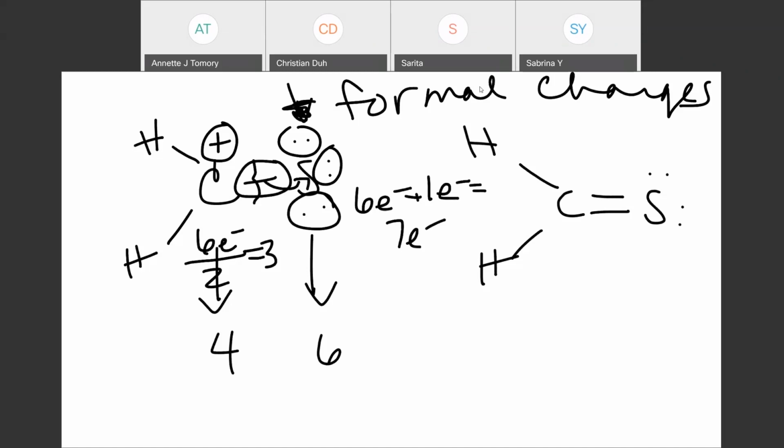Difficult concept. So if you don't follow it, I understand why you're confused. So does sulfur have more electrons than it brought in or less electrons than it brought in? Brought in 6, it now has 7. So more. It has an extra electron, so it has a minus charge. So carbon's positive, sulfur's minus. You see how I got that?